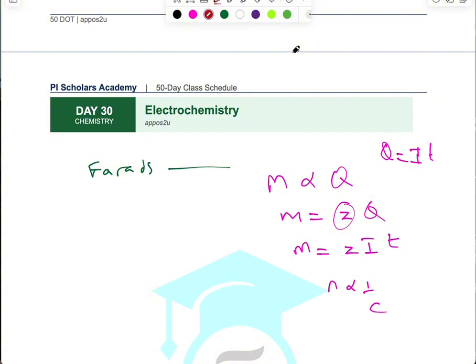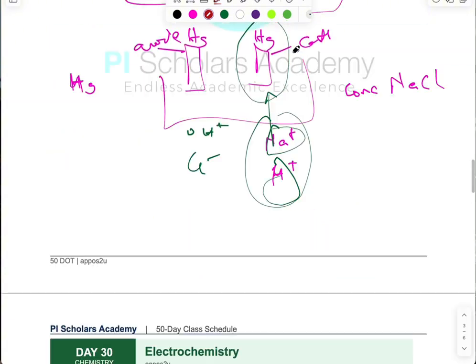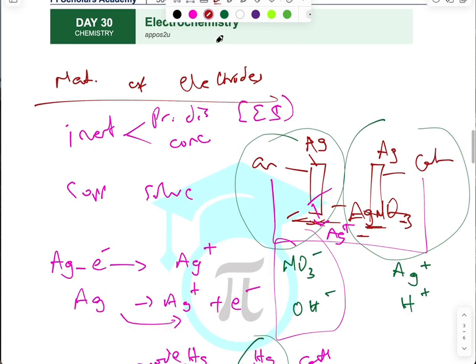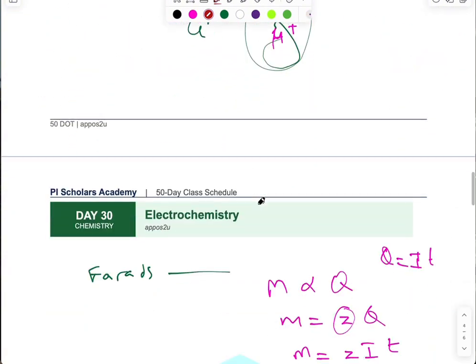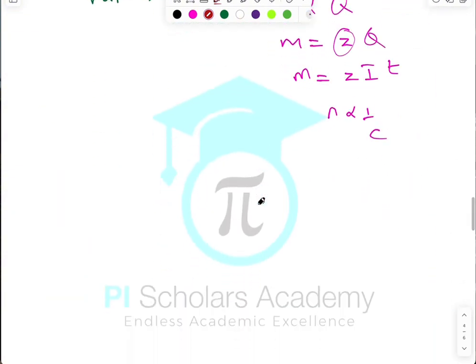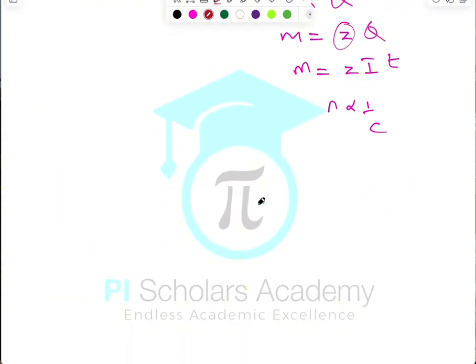Now we have the application of electrolysis. Earlier, I was talking about the nature of the electrode, and I was talking about active electrodes. This active electrode thing, we actually use it. It's very useful in the application of electrolysis. One of them is the process of electroplating. So quickly, I'm going to explain.